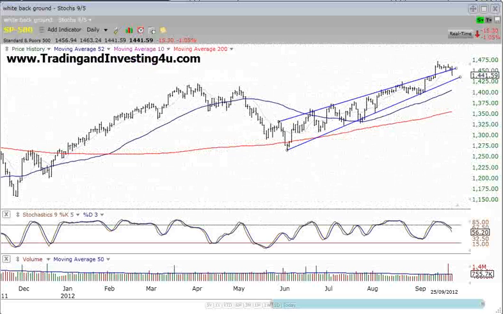What we're looking at right now is a chart of the S&P 500. We've got a couple of things on this chart: a couple of moving averages, a stochastics, and the volume down here. The most important thing we need to do is just look at the actual price action itself. You can see I have a couple of moving averages, a 10, a 52, and a 200.